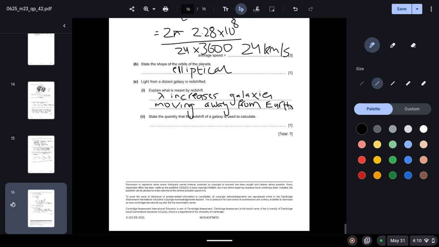State the quantity that the redshift of a galaxy is used to calculate. Well, we use redshift to calculate the velocity with which a galaxy is moving away. Velocity of galaxy moving away from the Earth.